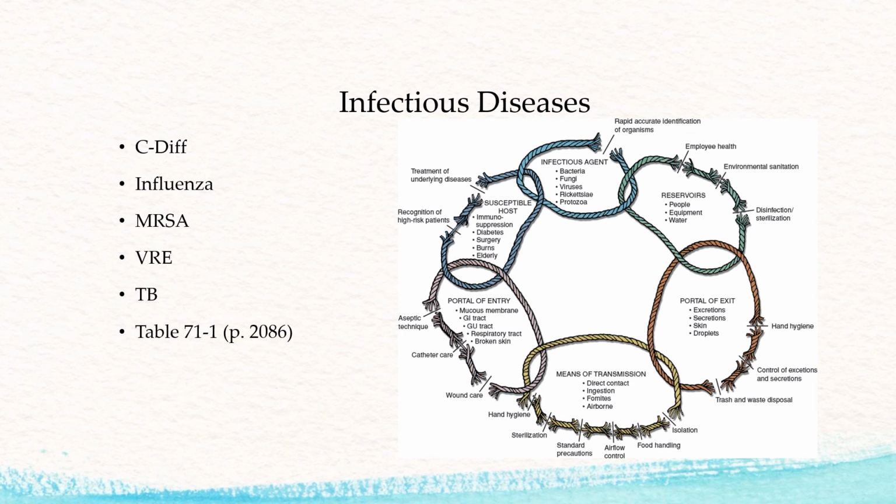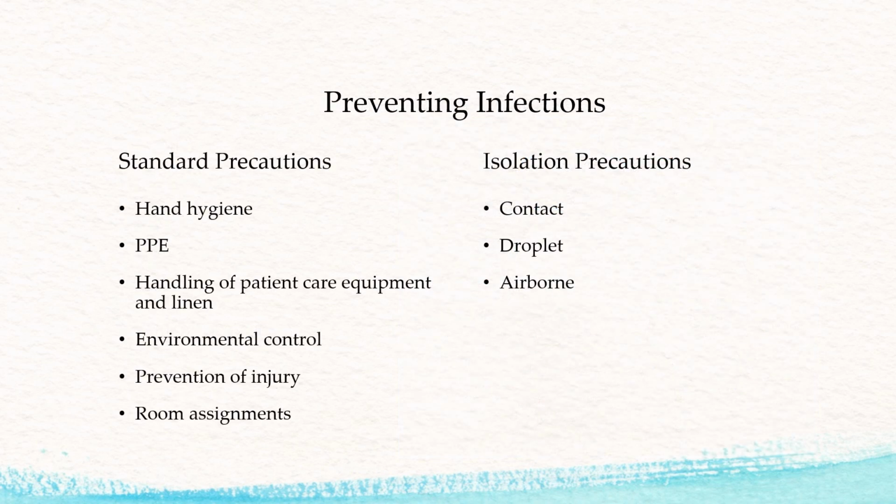So what are some infectious diseases that we see a lot of? C. diff, flu, MRSA, VRE, tuberculosis. We see a lot of those. So how are we going to prevent them? What is standard precautions? Hand hygiene, personal protective equipment, proper handling of patient care equipment and linen, environmental control, preventing injury from sharps devices, and patient room assignments within the healthcare facilities. So we're doing all of these things as our standard precautions. A lot of times we're doing them instinctively and not even realizing it.